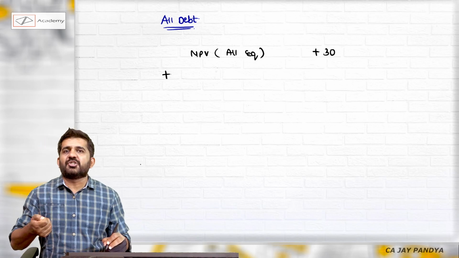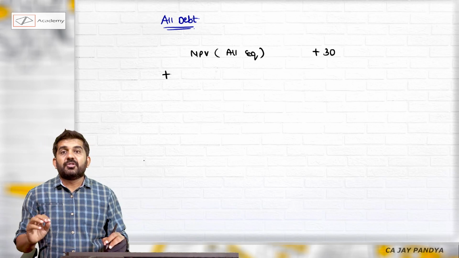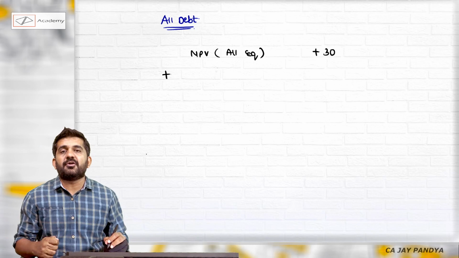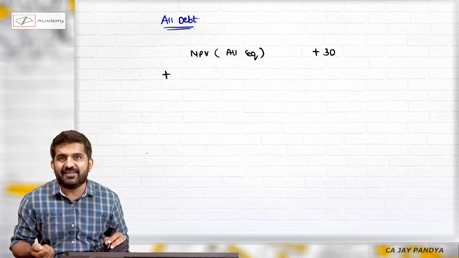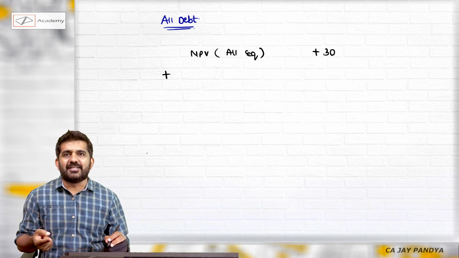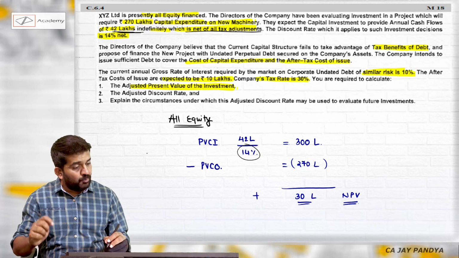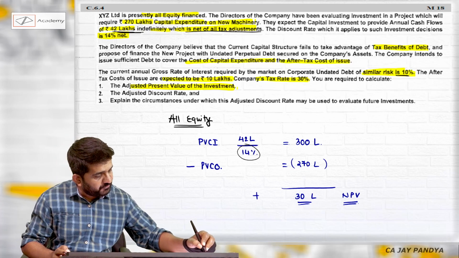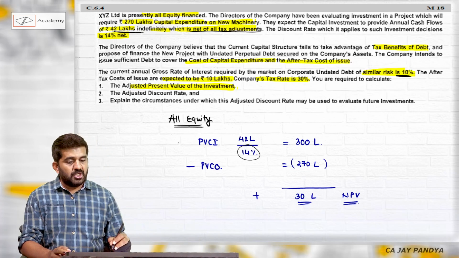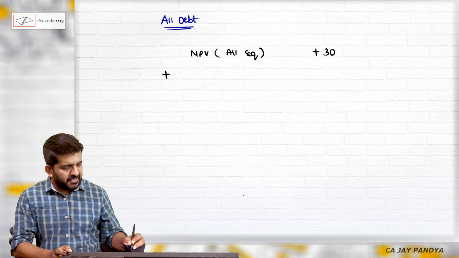So the interest is not affected, but the tax benefit on interest will be my benefit. That I should consider, and that will increase my NPV to an extent. What interest I am going to pay every year for a perpetual period of time is 10%. How much money I am going to borrow? 270 lakhs.